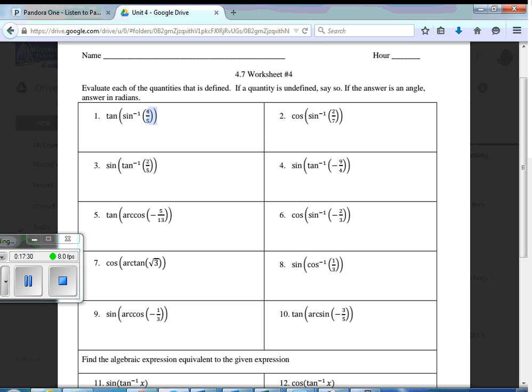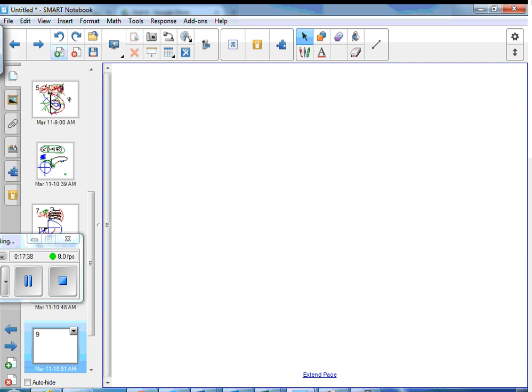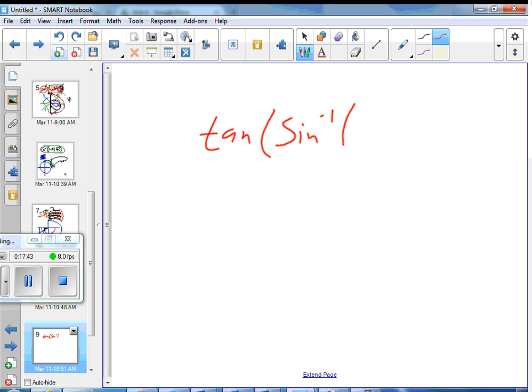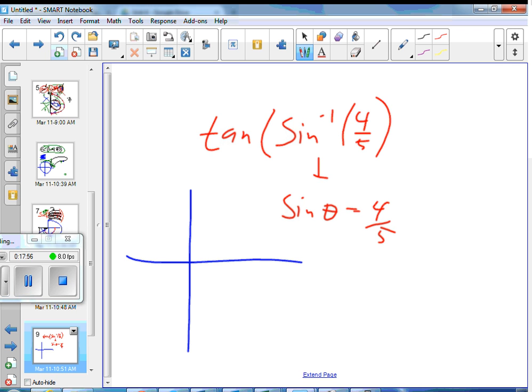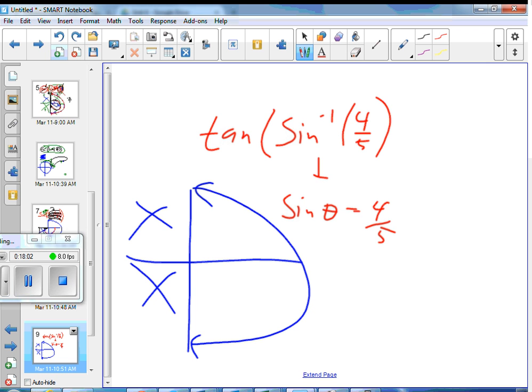Tangent of inverse sine of 4/5. First step, rewrite. Sine of theta is 4/5. Next step, realize, okay, what does that mean? It wants the angle to be 4/5. When you're drawing it, inverse sine's only allowed from here to here. So that's out and that's out. Sine's positive 4/5. That means that's out. You get where it has to be drawn?